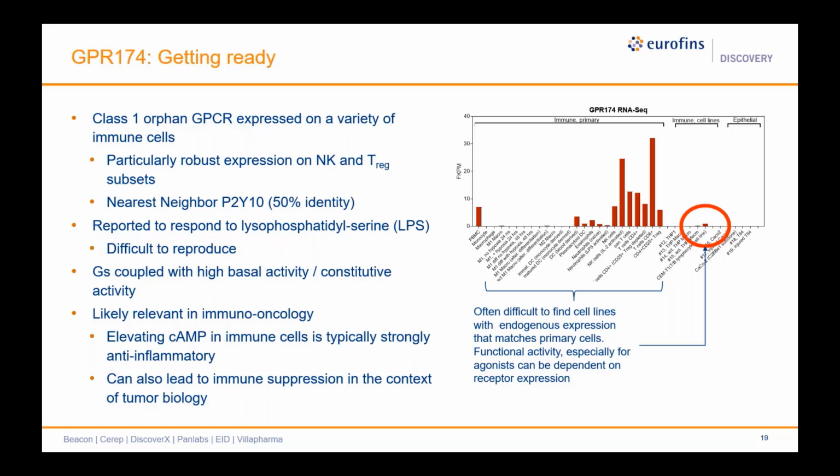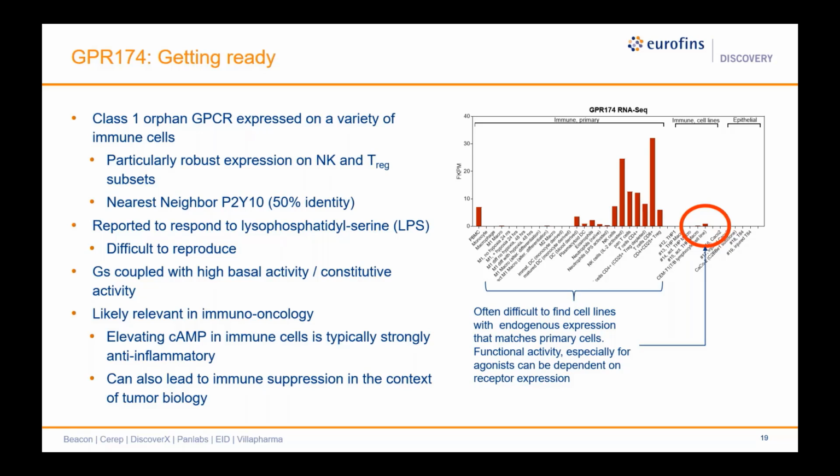So Beacon collected a treasure trove of expression data around both primary immune cells and immune cell lines. And the reason we highlight this is because if you compare the expression of GPR174 in all the immortalized immune cell lines, you can see that it's very low compared to the primary cells isolated from tissues. And this is comparing FPKM data from RNA-seq studies.